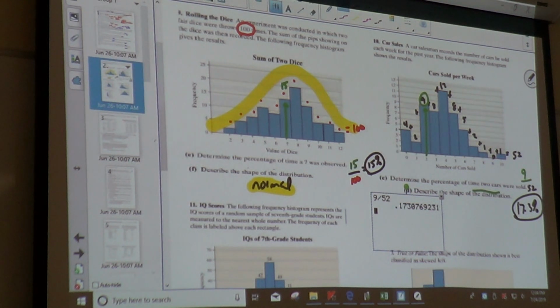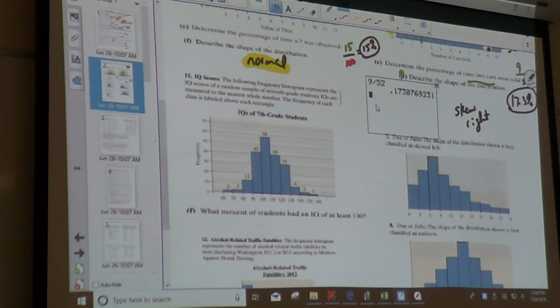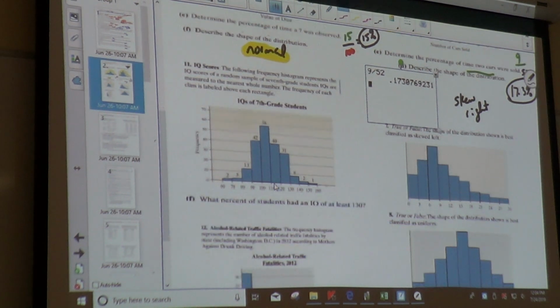What is the shape of this distribution? Skewed which way? This one is going to be skewed right. And like I said, these are 2 different questions on your test. All right.